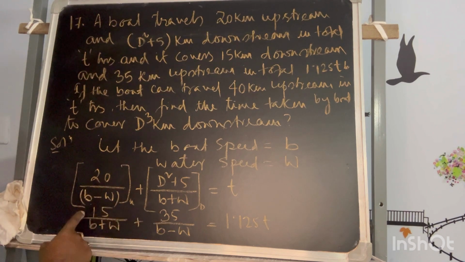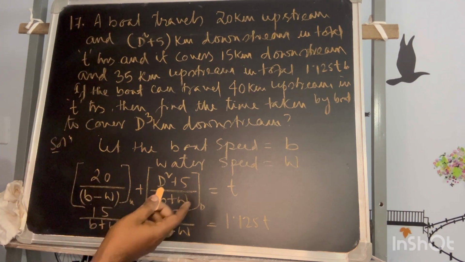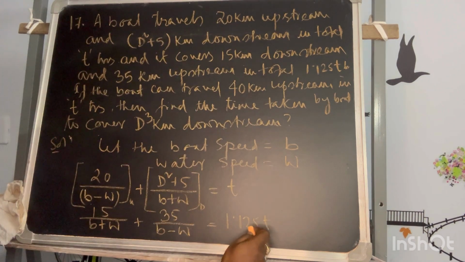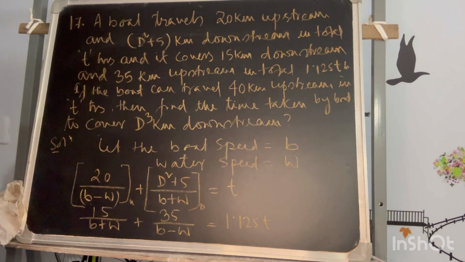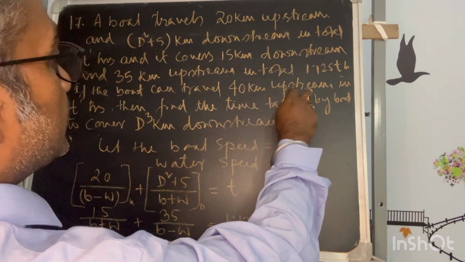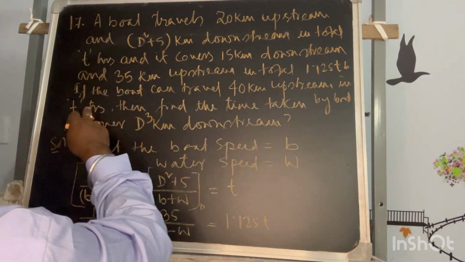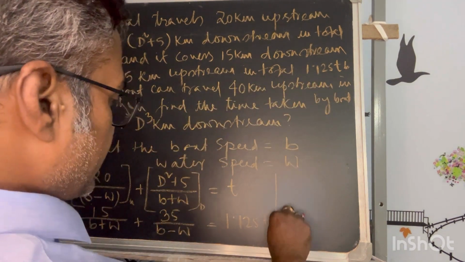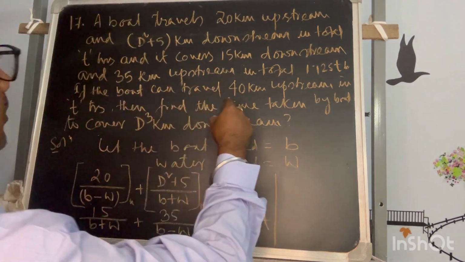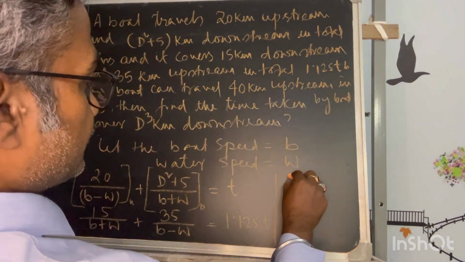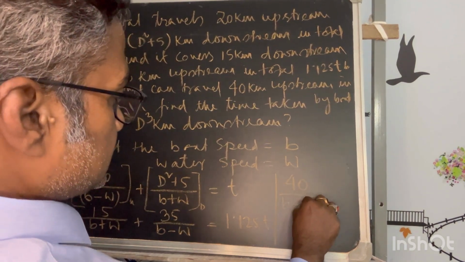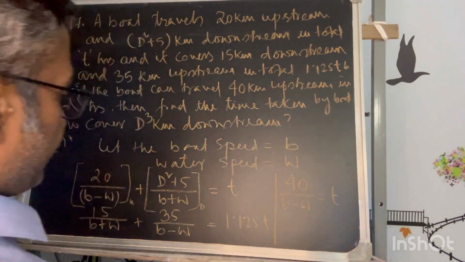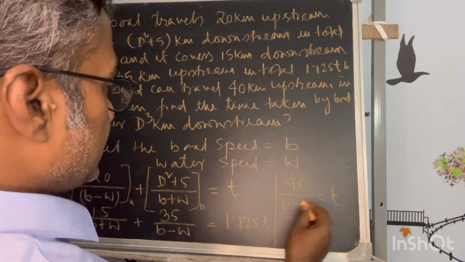Now there are two unknowns as per the information given. T is known, that's why it is declared, so b and w are the unknowns here, and everything else is known. Now, if the boat can travel 40 kilometers upstream in t hours, then 40 by upstream, b minus w, is equal to t again. So this is another equation.